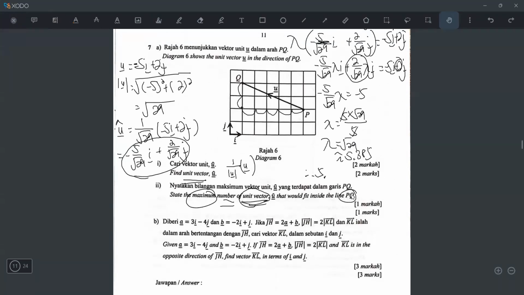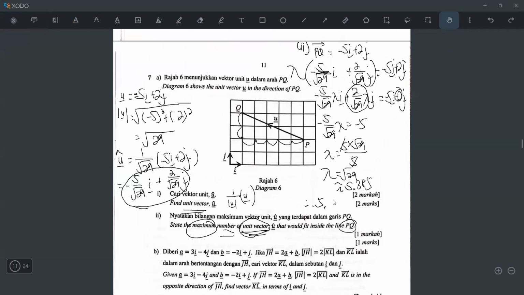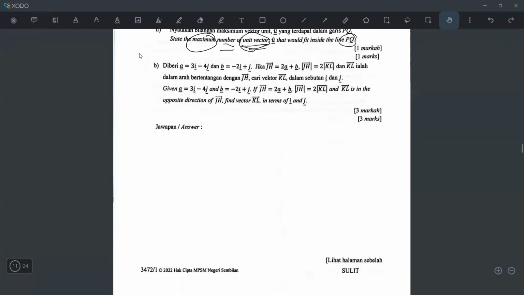Actually, you don't have to show this working because it's only 1 mark. You can straight away write 5, but I show it to you so you understand better.